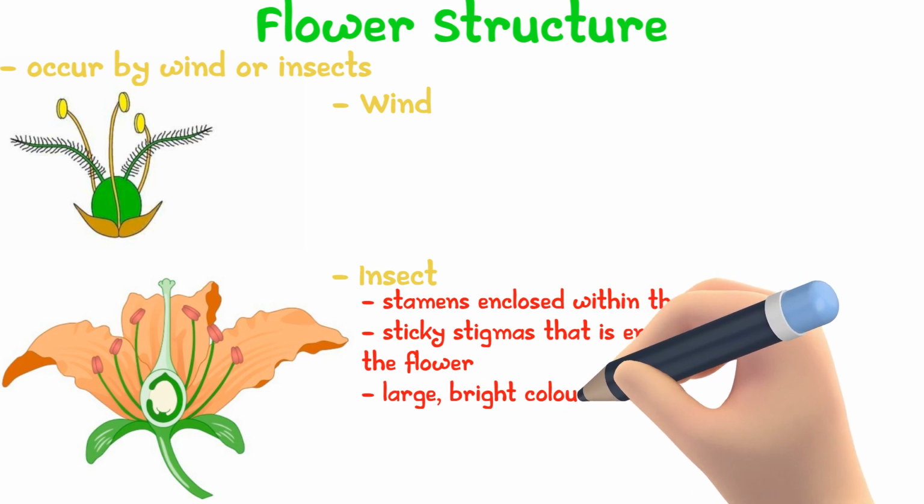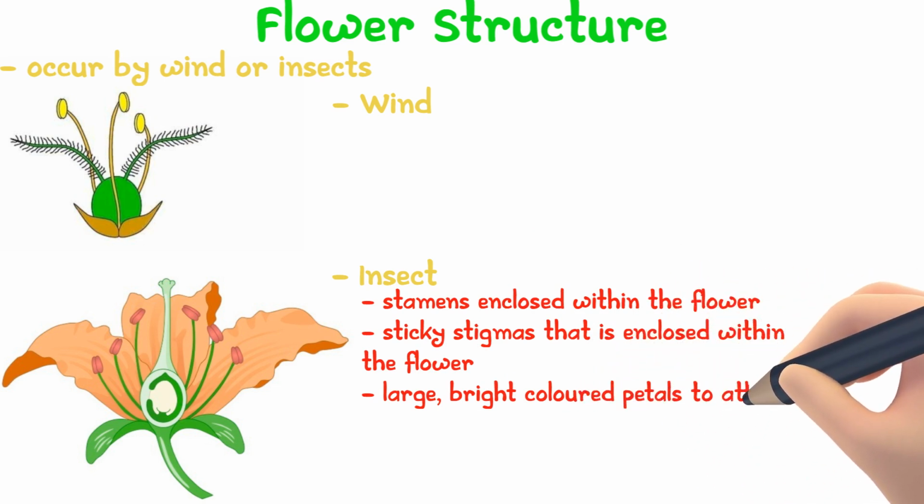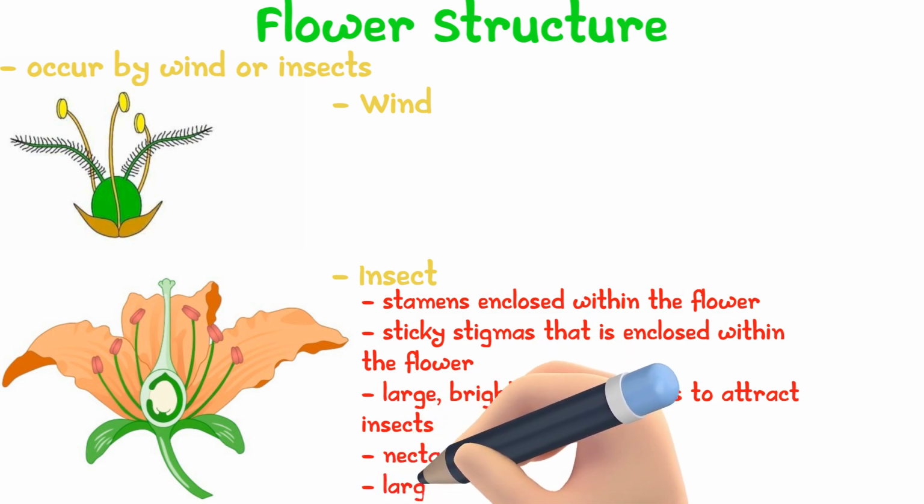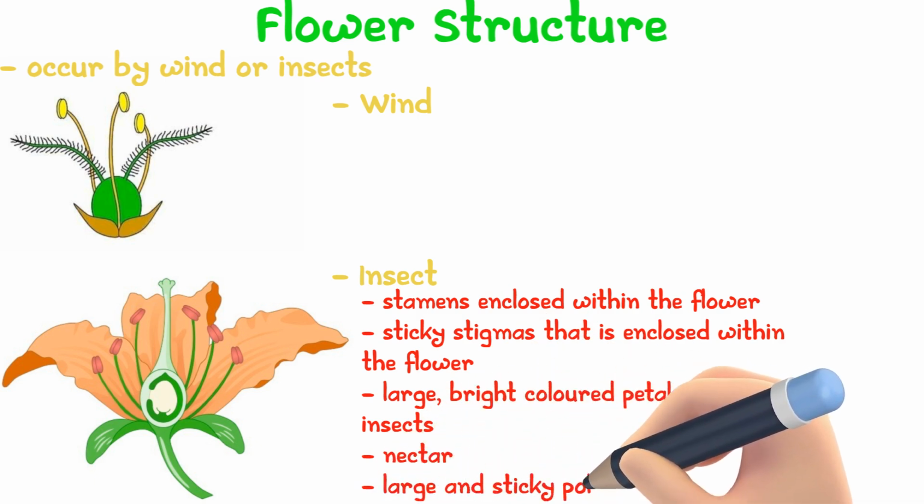The flowers have large, brightly colored petals to attract insects. These flowers also have nectar, and their pollen is large and sticky to stick to the insect's body.